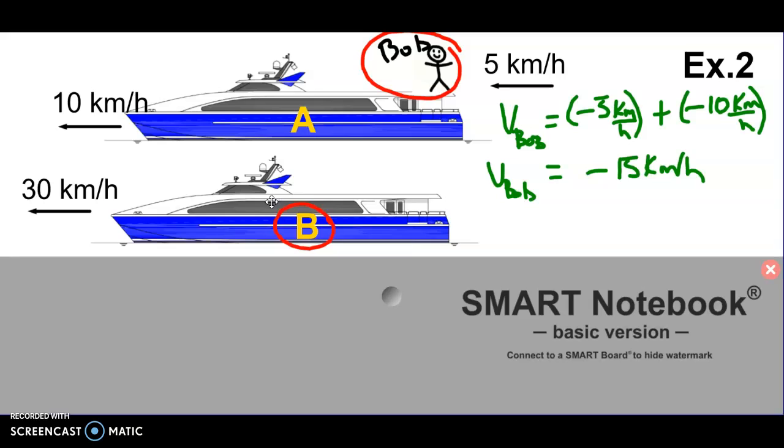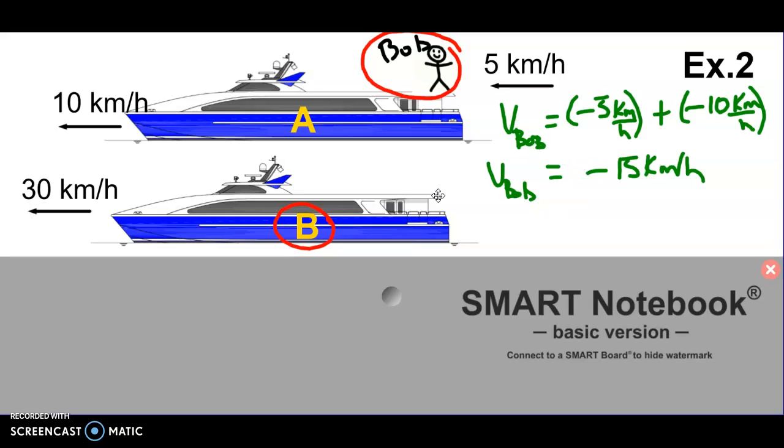All right, number 2, some boat questions. We have 2 boats here, boat A and boat B. Boat A has Bob standing on it up here. There's 10 kilometers per hour and 5 kilometers per hour on boat A. And then boat B just has a positive 30 kilometers per hour.